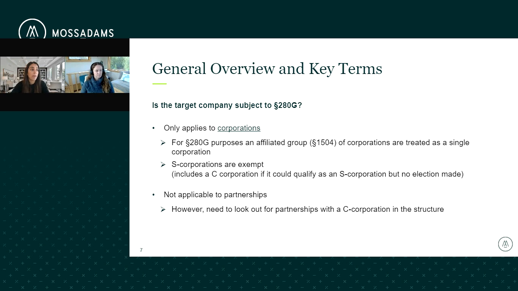For C corporations that could qualify as an S corporation, this determination is made without regard to Section 1361(b)(1)(C), which means that a corporation could have a foreign shareholder so long as the other requirements are met, such as one class of stock, no more than 100 shareholders, etc. And 280G is not applicable to partnerships. However, you will need to look out for partnerships that have a C corporation in the structure. The rules are gray with respect to partnership structures with a C corporation, so companies tend to take a more conservative approach and prepare a Section 280G analysis and get the shareholder vote or do clawbacks to mitigate the result, which we'll get into more detail later in the presentation.